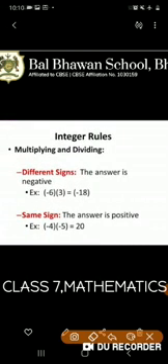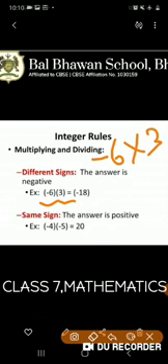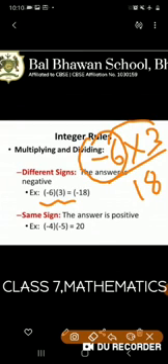Now we are going to study the rule of multiplication of integers. Here we are multiplying minus 6 and 3. Minus 6 into 3. First of all, we have to multiply the given numbers, 6 and 3, without their sign. So 6 3s are 18. After multiplying the numbers, we have to multiply their signs also. Like the sign of 6 is minus and the sign of 3 is plus.